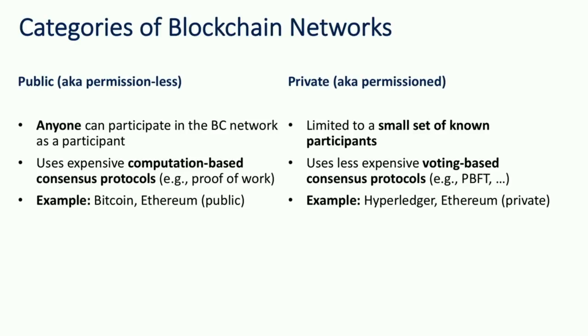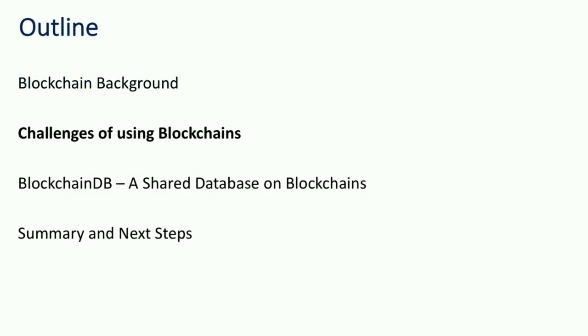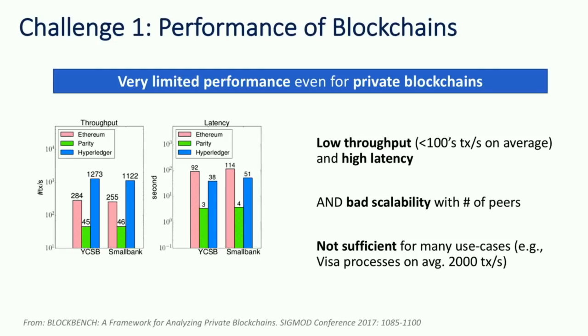So the question is where I'd actually like to start my talk: what are the challenges if you want to use a blockchain or blockchains as a shared database system? And the main challenge, I already mentioned, is clearly the performance of blockchains. There was a paper last year in SIGMOD where they analyzed the throughput and the latency of different blockchain systems. One is Ethereum, which is pretty well known, which you can set up as a public but also as a private blockchain, as well as Hyperledger, which is the IBM version of a blockchain system.